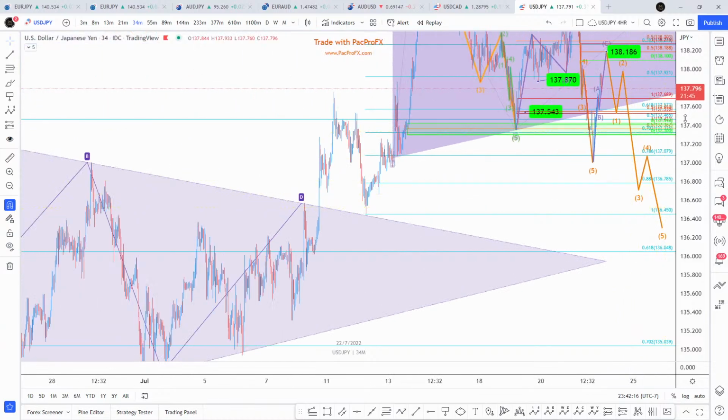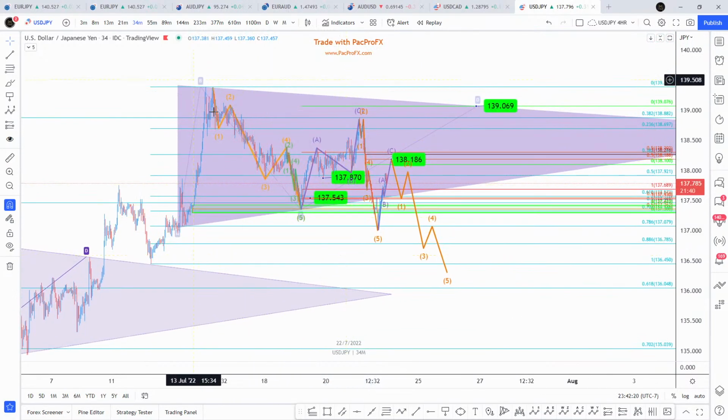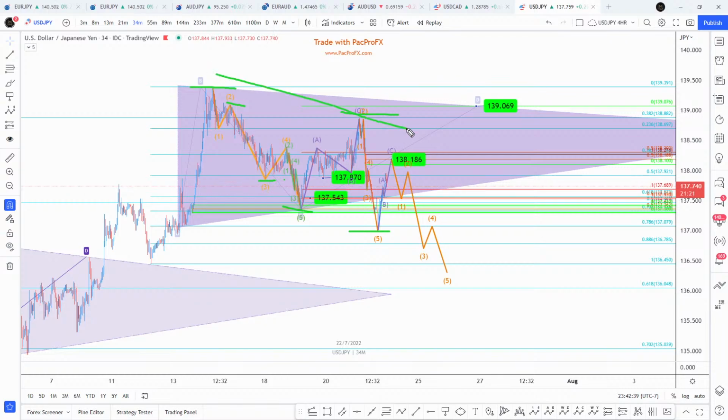What was this? USD JPY? Yeah. So it's coming up here, and then that's why it created lower highs and lower lows. So because you have lower highs and lower lows, you have a downtrend.